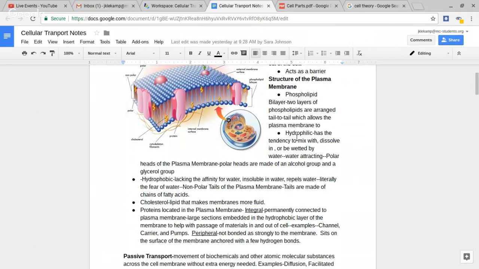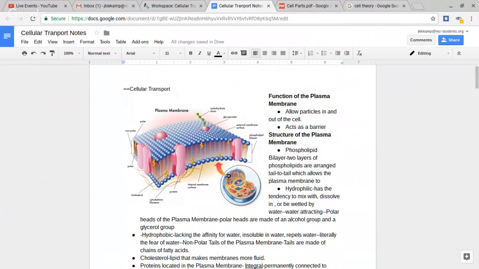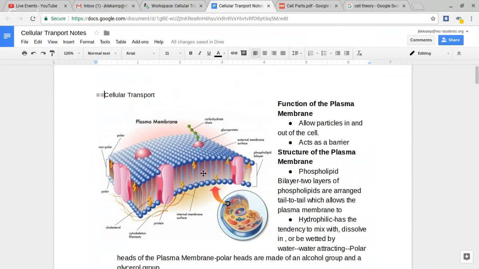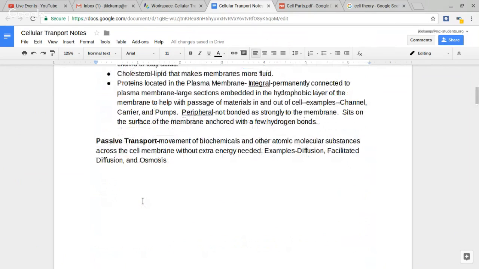Some examples would be your channel and your carrier proteins. Right here, I'm just trying to make this a little bit bigger so you can see channel and carrier proteins, and then also pumps. Peripheral proteins are not bonded as strongly to the membrane. They sit either on the outside or the inside of the surface, and are held with a few hydrogen bonds, but they help with functions like collecting cholesterol, different things like that. That will help with fluidity of the cell.